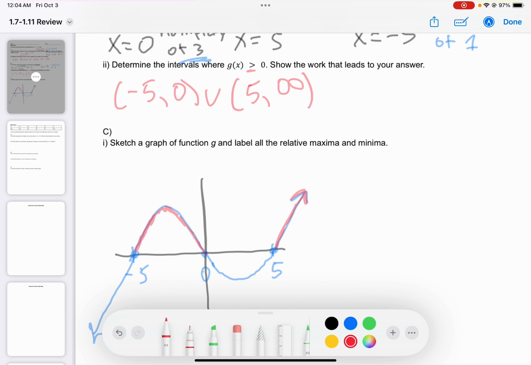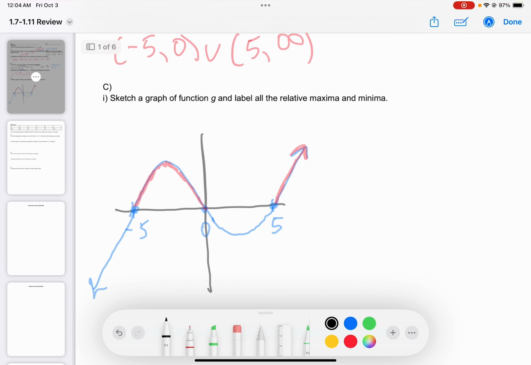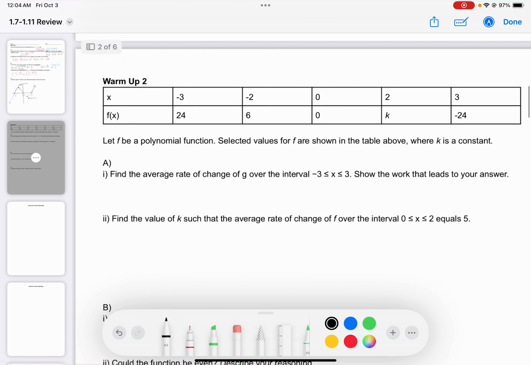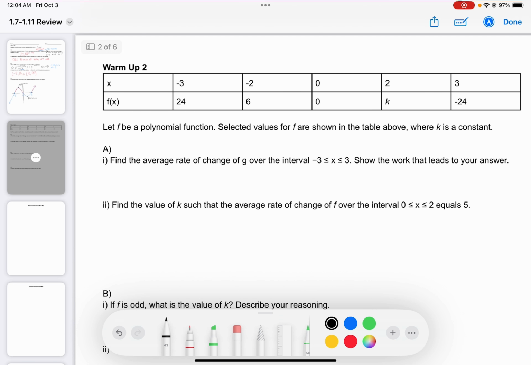All right, so part C, sketch a graph of the function g. We already did that, and label all the relative max and min. Well, this is easy. This is a low point, so that's a minimum. This is a high point, so that's a maximum. All right, first FRQ in the books. Let's keep it moving to warm-up number 2.